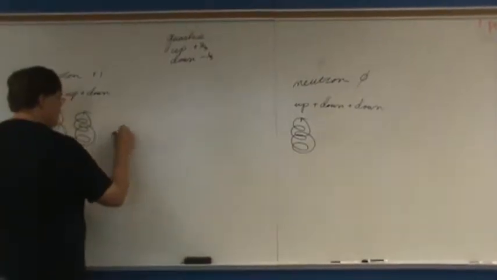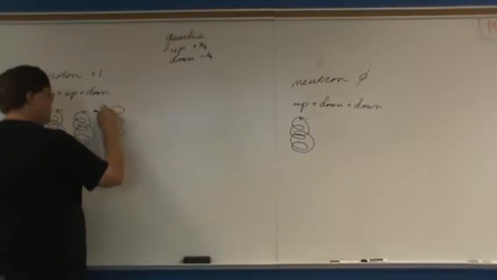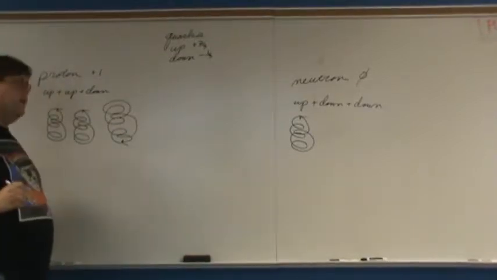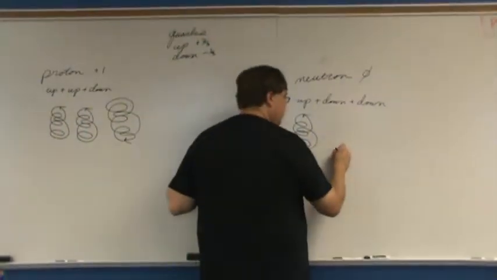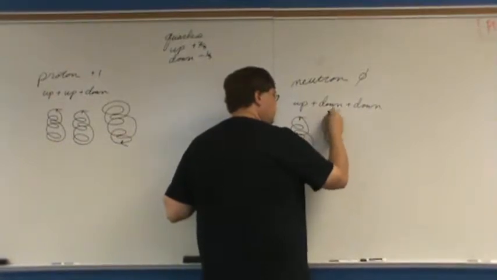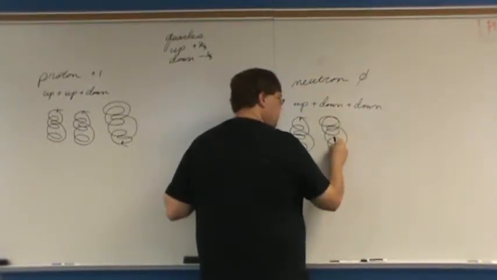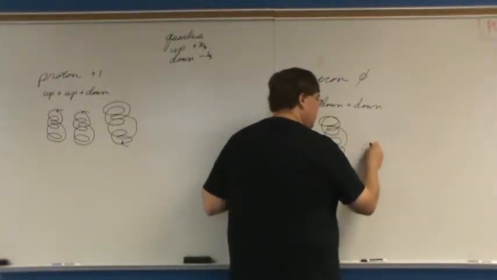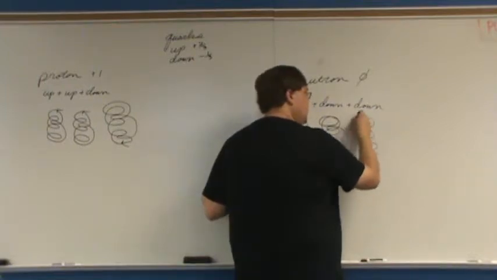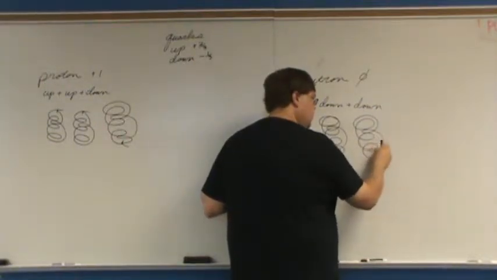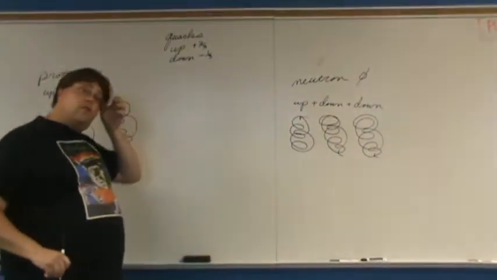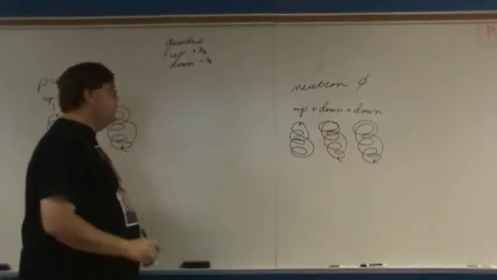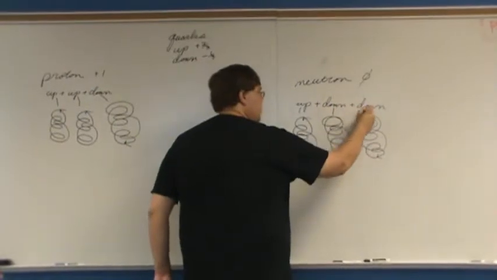1, 2, 3 coils, then 1 inner coil, then a second inner coil, there we go. Okay, so over here, down quark, 1, 2, 3, 1 inner coil, a second inner coil. Okay? Doing it again. 1, 2, 3, now 1 inner coil, second inner coil, there we go. So these are our quarks. We have the up quark here, the up quark, and the down quark. This is the up quark, the down quark, and the down quark.